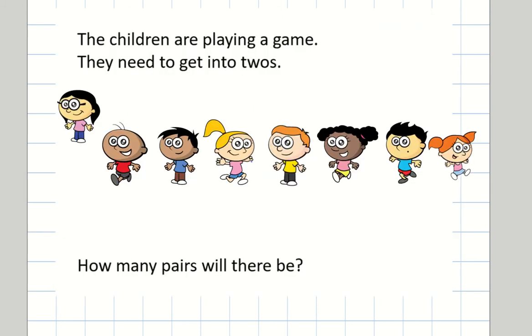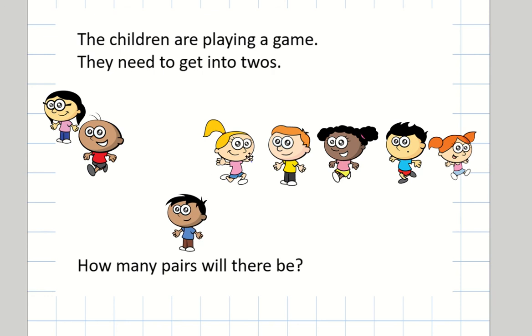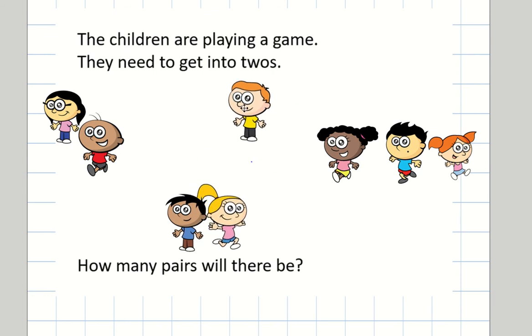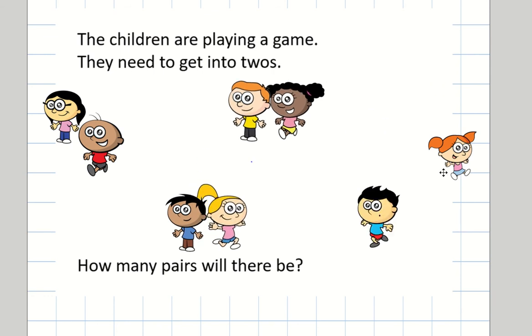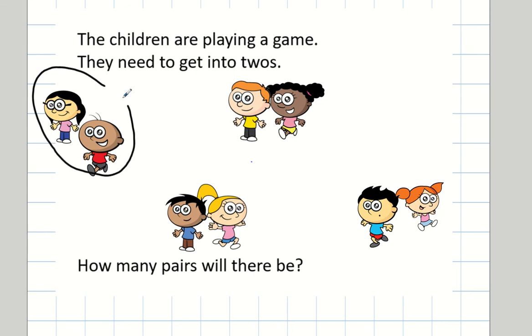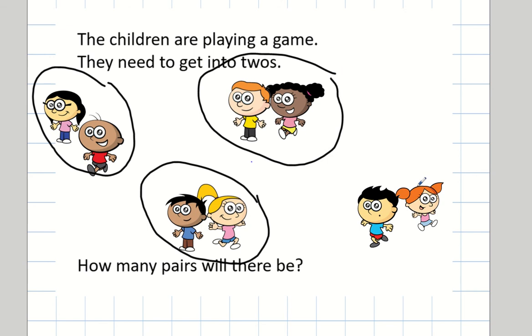Let's have a look at this. So we've got the same 8 children here, and they've been told to get into 2s. How many pairs will there be? So we now need to group the children into pairs. Hopefully what you'll have noticed is we've got 1 pair, 2 pairs, 3 pairs and 4 pairs.